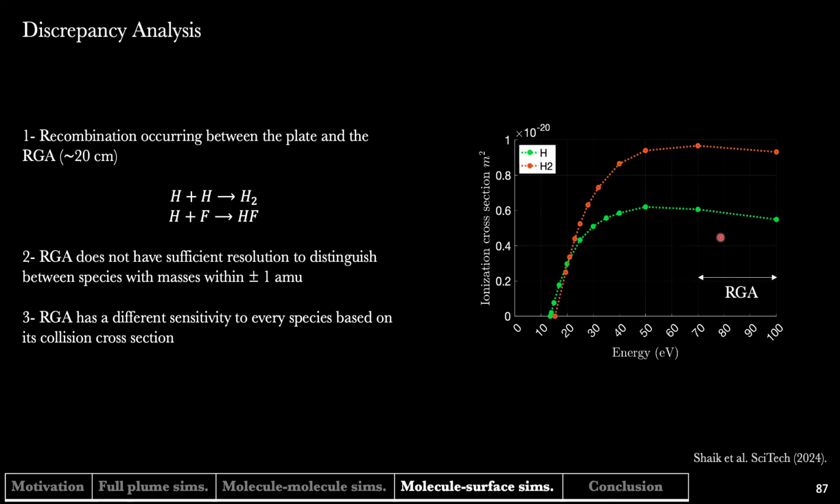So this figure here shows the ionization cross-section of H and H2. The RGA operates in this region here. And we see that the ionization cross-section of H2 is higher than the one of H. So the RGA is more sensitive to H2 than H, and that is why it measures more H2 than H.